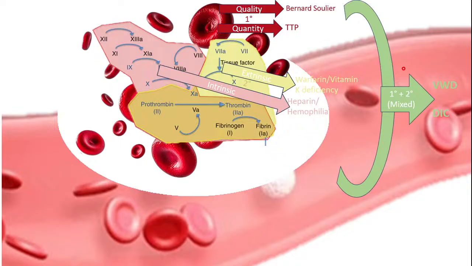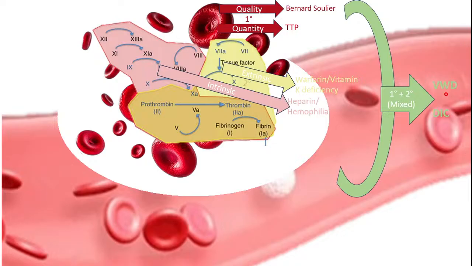And the last thing is that we can have a disease that affects both stages. We call it mixed deficiency, which includes problems in the primary hemostasis and in the secondary hemostasis. And this can happen in two diseases, which are the von Willebrand deficiency and disseminated intravascular coagulopathy.